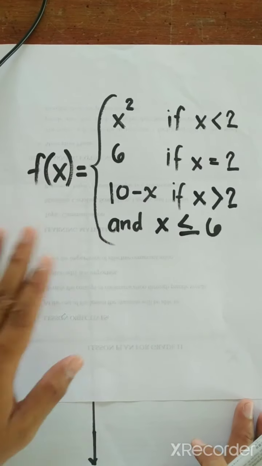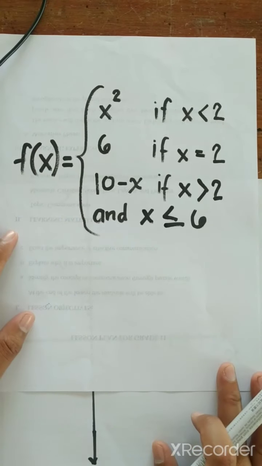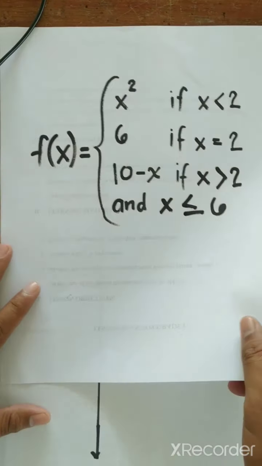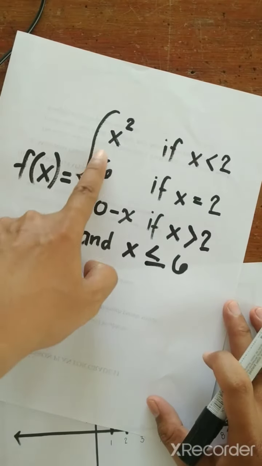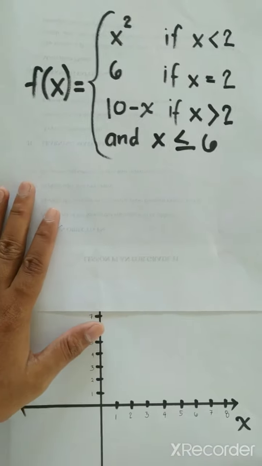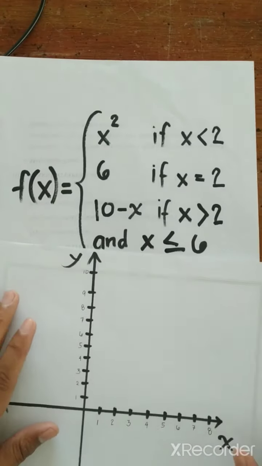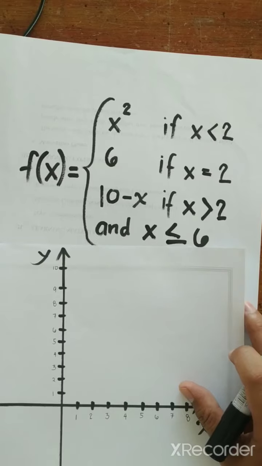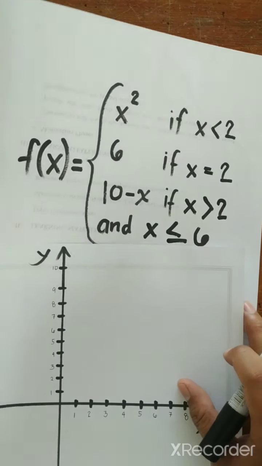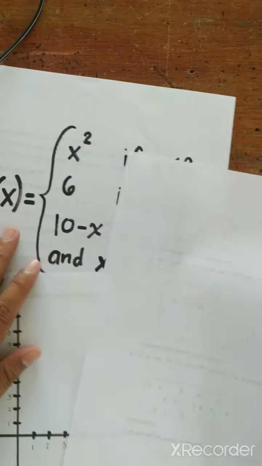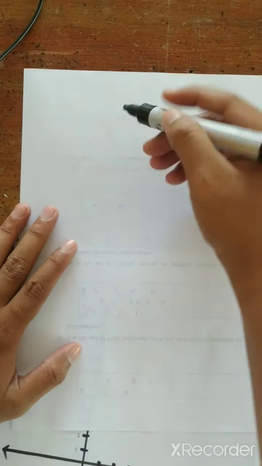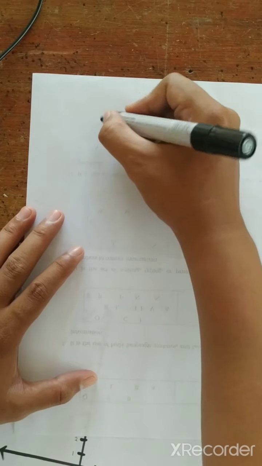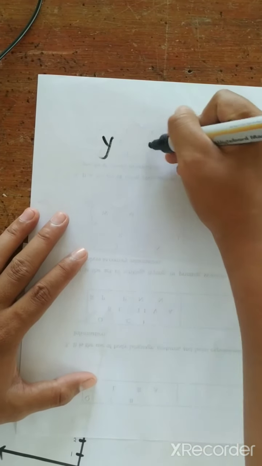Since we already have our function here, we are going to graph it. I have already prepared my little graph here. First we will graph x squared. In graphing this, since this is a quadratic equation, we can just set some table of values so that we can find what our points are. So we will just write here something like y and x.